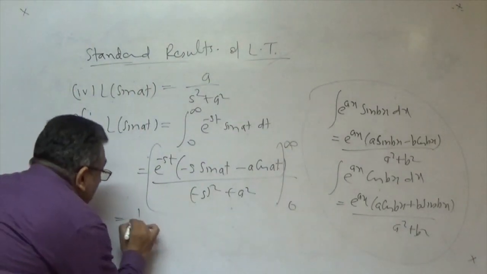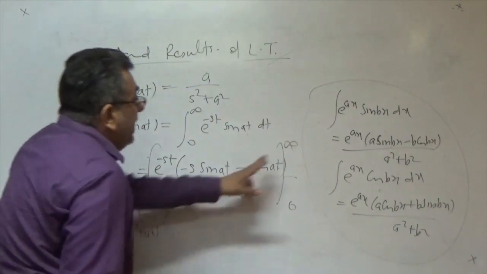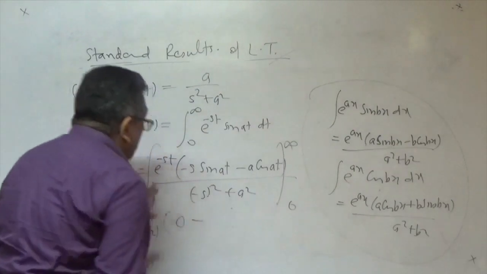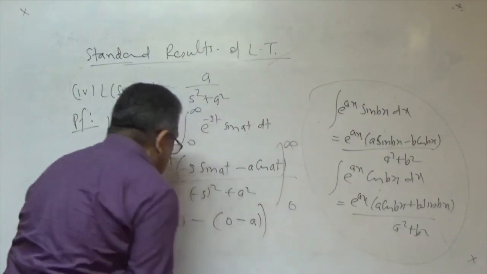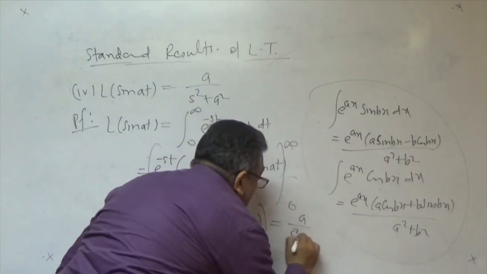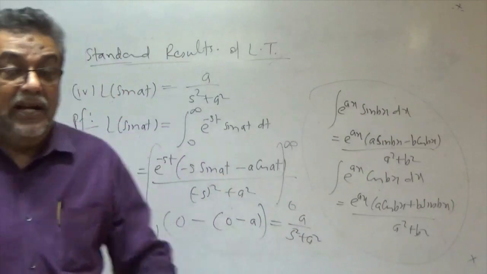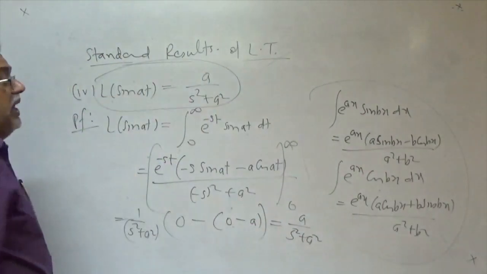Here again 1 upon s square plus a square is outside. Taking the upper limit, e to the power minus infinity is 0. Taking the lower limit, e to the power 0 is 1, but sin 0 is 0, cos 0 is 1, so minus a. And finally, we get a upon s square plus a square, which is your required result. This is the formula for the Laplace transform of sin at.